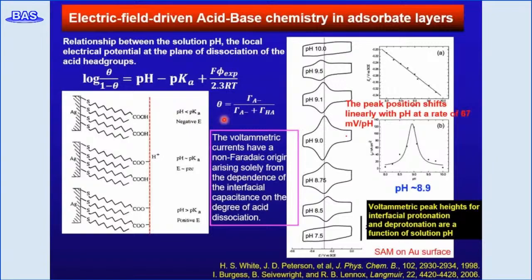Further, the current flowing through the interface can be divided into a pure capacitive current and a protonation-deprotonation current that is directly related to the rate of change of SAM protonation or deprotonation. The pKa on the SAM surface, in this case, is 8.9, which is 4 units higher than the value in aqueous solution of carboxylate group.